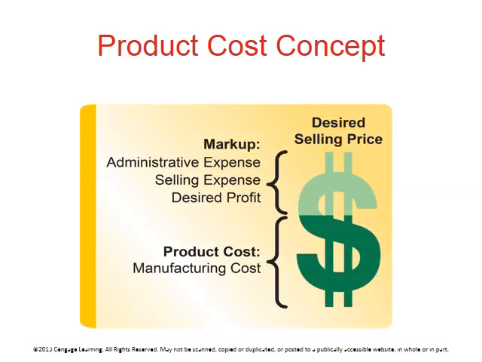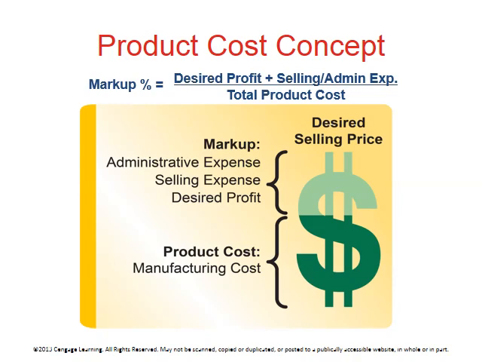So the product cost concept is we're going to look at the product cost, which is just the manufacturing costs. And then in our markup, we're going to have the desired profit, the administrative, and the selling expenses. So our markup percentage here is our desired profit plus the selling and administrative expenses over the total product cost.